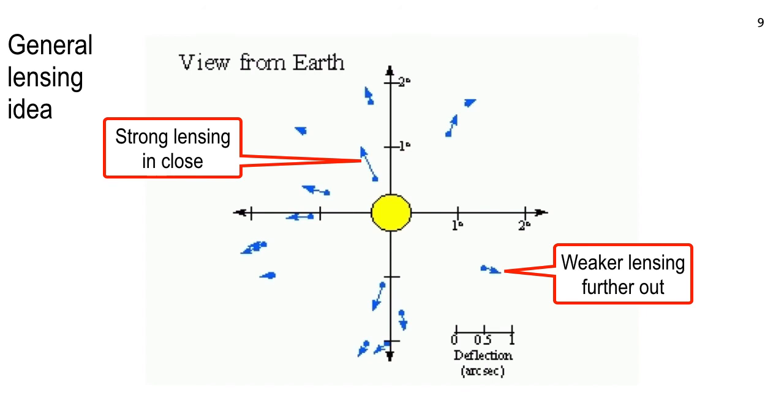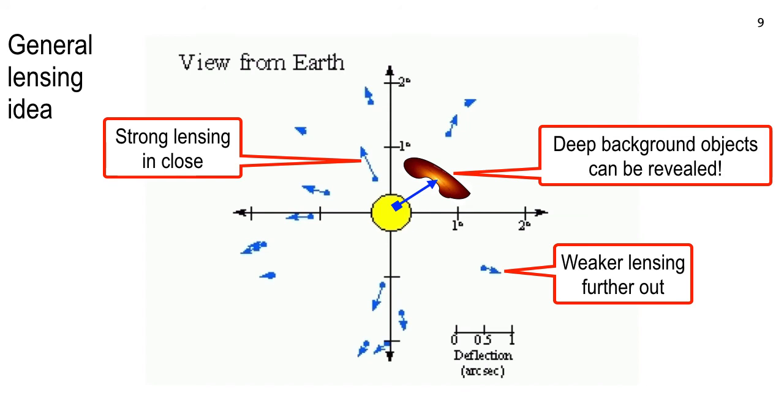The other thing is, if you have something that you should not be able to see, like a galaxy that's completely behind your central object, like the sun, gravitational lensing will push it out, deflect it outward, and distort it if it's an extended object. And I'll show you how that works in a second. So those objects deep in the background that you shouldn't see at all can be revealed. And so that's gravitational lensing relative to something like the sun.